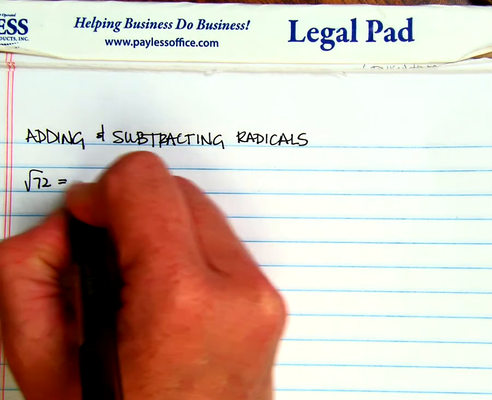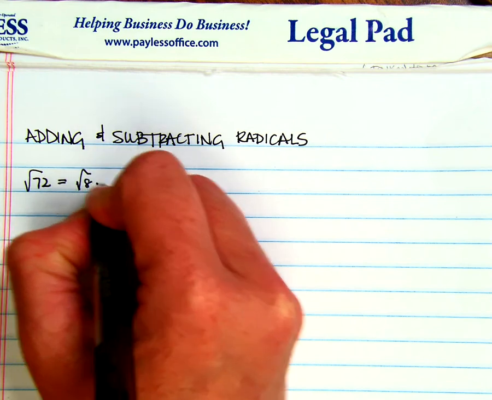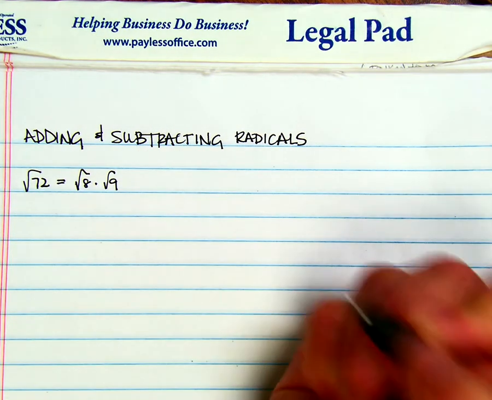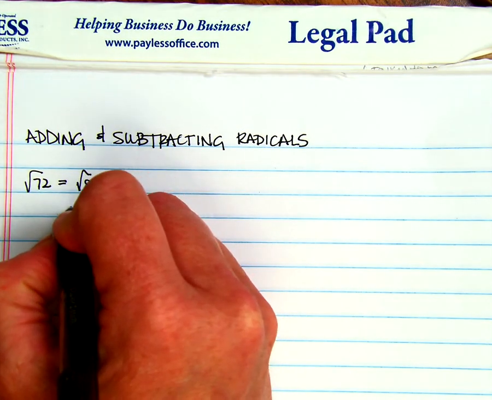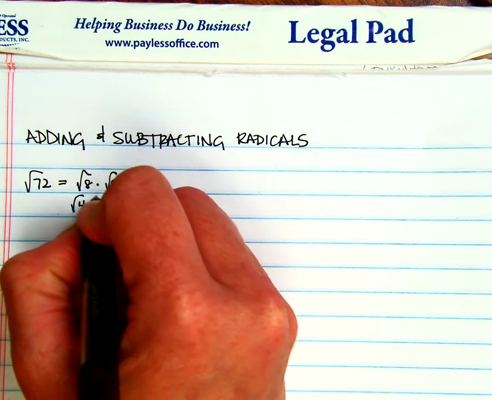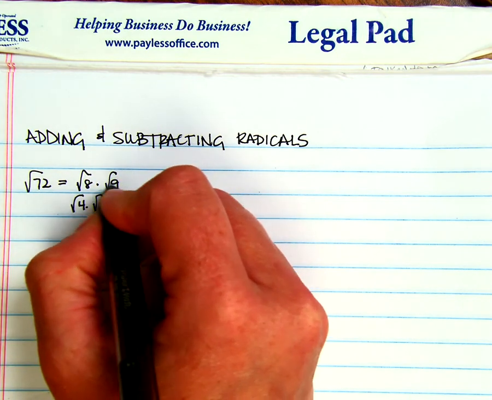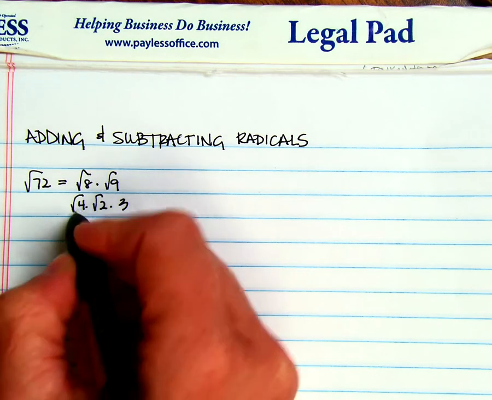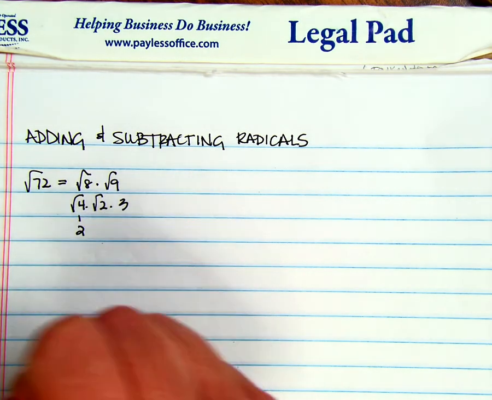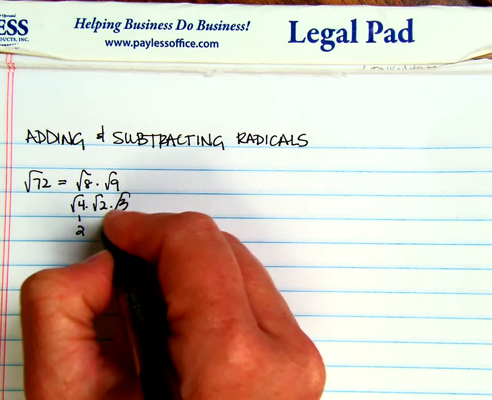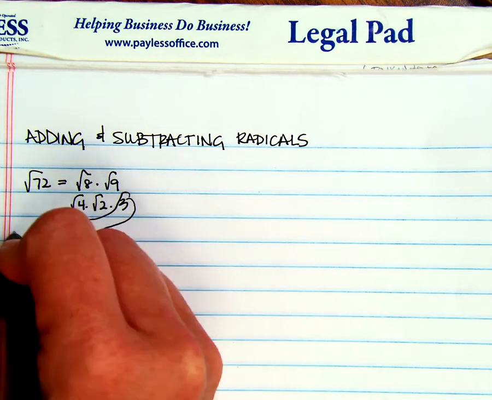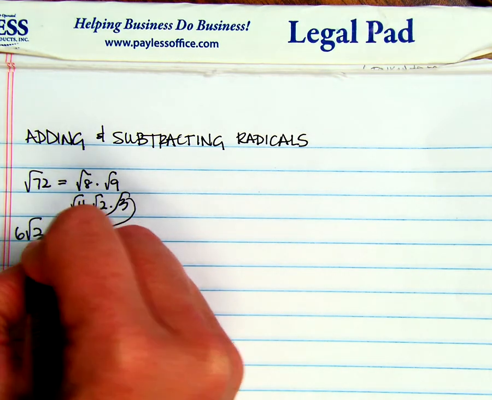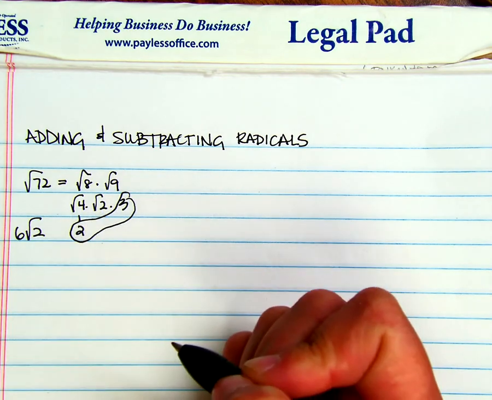That is the same thing as the square root of 8 times the square root of 9. And the square root of 8 is the same thing as the square root of 4 times the square root of 2. And the square root of 9 I know is 3. The square root of 4 I know is 2. So these are all outside the radical, and that 2 is the only thing left under the radical.